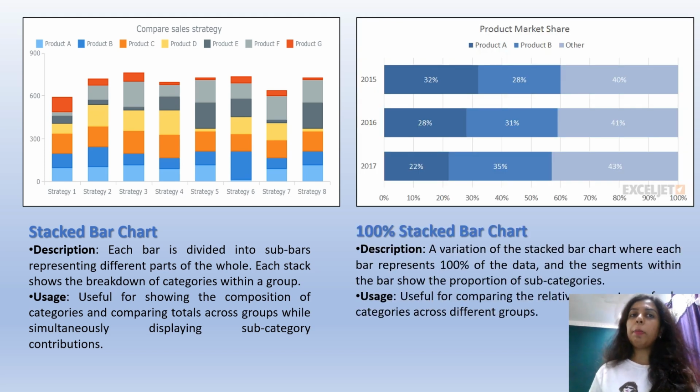Then comes a 100% stacked bar chart. This is a variation of the stacked bar chart where each bar represents 100% of the data and the segments within the bar show the proportion of subcategories. These are useful for comparing the relative percentage of subcategories across different groups.